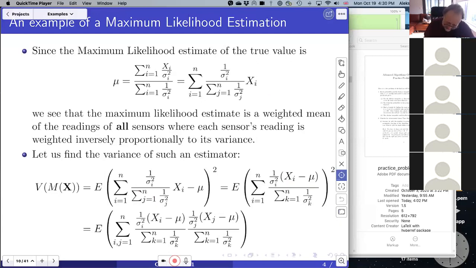And now, if you square this, this is what you get. And now just notice that the expected value of the products xi minus mu times xj minus mu, when i is not equal to j, is 0, because we can assume that the noise in the two different sensors is independent.